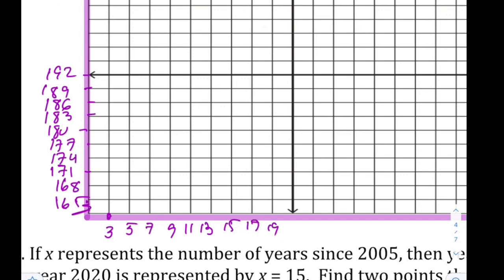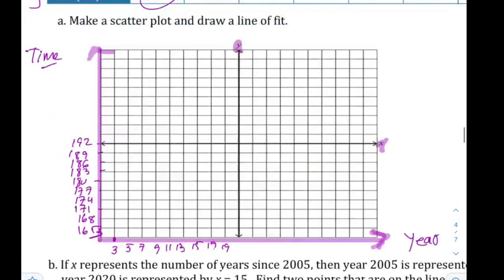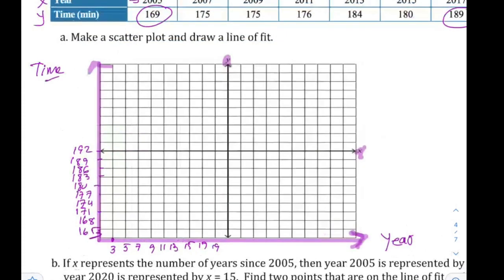Let's now try to plot the points. The first one is 2005 with 169. So I'll assume this is the 5 with 169. This is 168, so it's a little bit up. It's somewhere here. The other one, 2007 with 175. So 7 with 175, somewhere here. The 2009 is exactly the same. 2011 with 176, so a little less than 177, a little increasing. 2013 with 184.